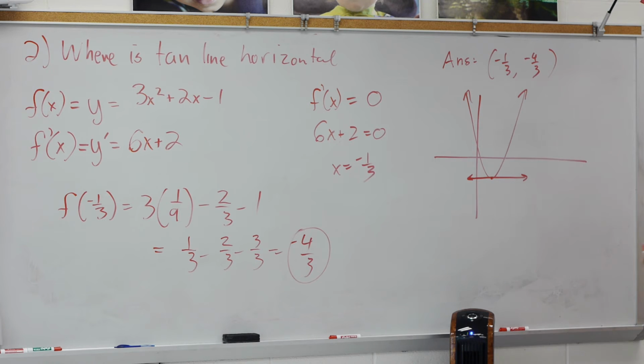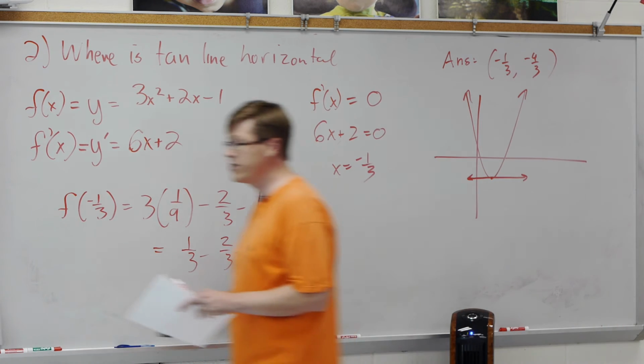For the next one, do what we did before. Find the derivative yourself. I'll put it up on the board. And then we'll find where the tangent line is horizontal.